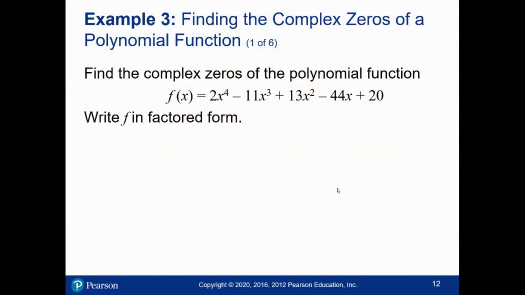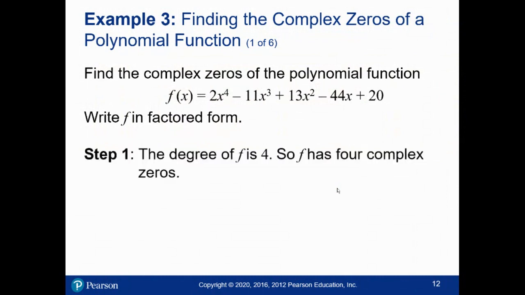So here's an example of a degree 4 polynomial. Can you find the complex zeros of the polynomial function and then write it in factored form? Now, first of all, what degree polynomial is it? It's degree 4. So how many complex roots does it have? 4 of them. They might be repeated. You can have the same root more than once. But what I'm going to do is find a root, factor something out, and then proceed.